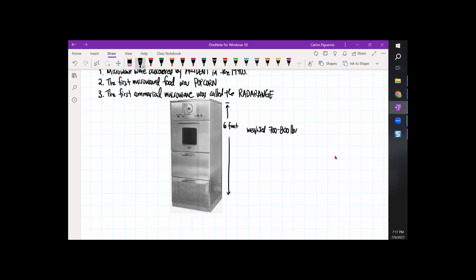I think that it sold for $5,000 in 1950. By the way, I looked this up for inflation. By today's standards, that would have cost $52,600 today. Wow, that would have been really expensive, obviously. And today's ones are way more powerful.